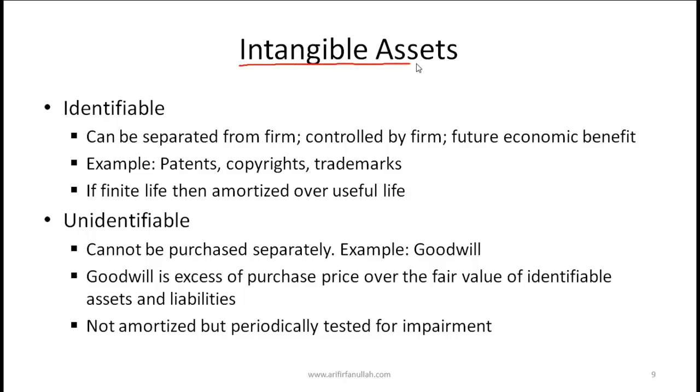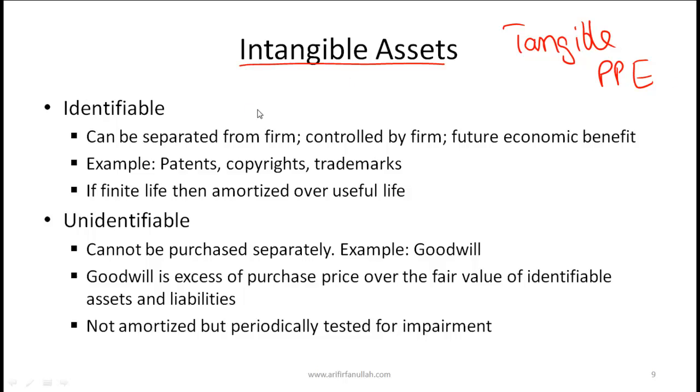Now let's talk about intangible assets. There are two categories of intangible assets, identifiable and unidentifiable. As a general point, as the name implies, intangible assets are assets that you cannot physically touch and feel. So obviously the opposite to this would be tangible assets. So your tangible fixed assets would typically be property, plant, and equipment.